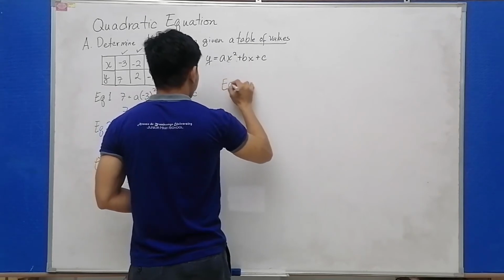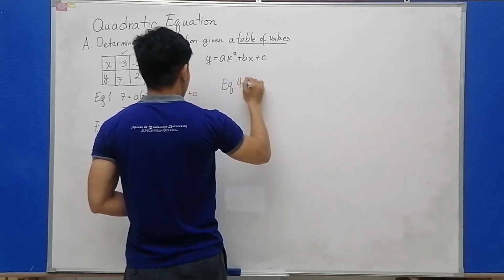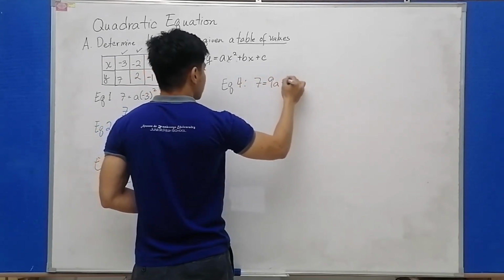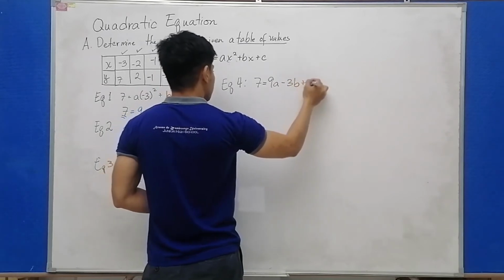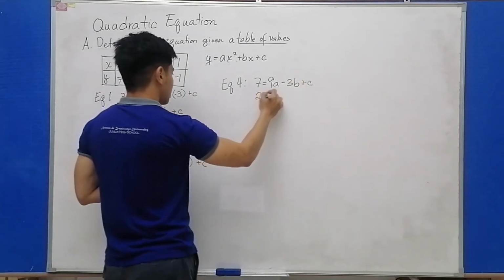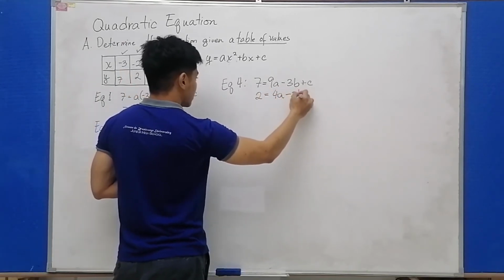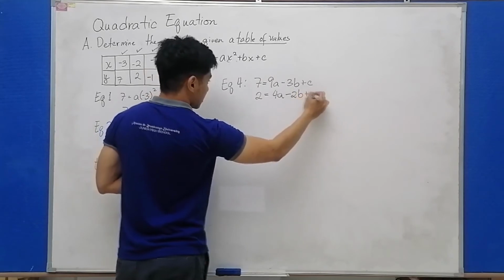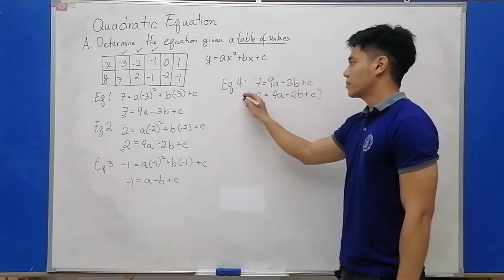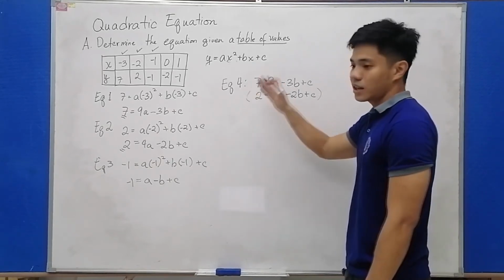Equation 4 is going to be 7 is equal to 9a minus 3b plus c, and then we will have 2 is equal to 4a minus 2b plus c. Okay, so we have to change the sign for the second equation. So change the sign by multiplying it with negative on both sides.